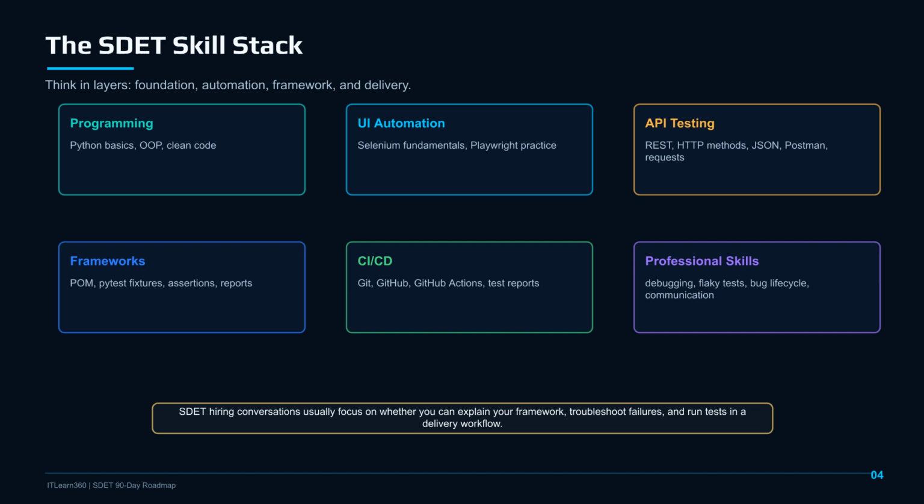The fourth layer is framework architecture. This includes page object model, Pytest fixtures, reusable utilities, configuration, and reporting. The fifth layer is CI/CD. Your tests should not live only on your laptop. They should run in a delivery workflow, such as GitHub Actions. Finally, you need professional skills: debugging, explaining failures, handling flaky tests, communicating defects, and documenting your work. With this skill stack in mind, let us see how the 12-week roadmap is organized.